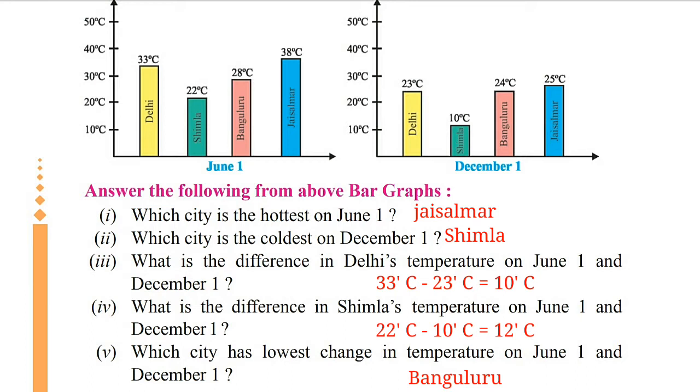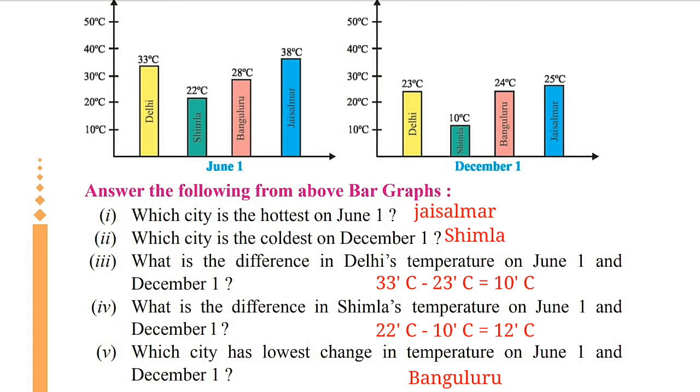Second, which city is the coldest on December 1st? You can see on December 1st in the second bar graph the green colored pole is the smallest, which is Shimla. Third, what is the difference in Delhi's temperature on June 1st and December 1st? You can see on June 1st Delhi, shown in yellow color, is 33 degrees, and in the second bar graph on December 1st Delhi is up to 23 degrees Celsius. So the difference is 33 degrees Celsius minus 23 degrees Celsius is equal to 10 degrees Celsius.